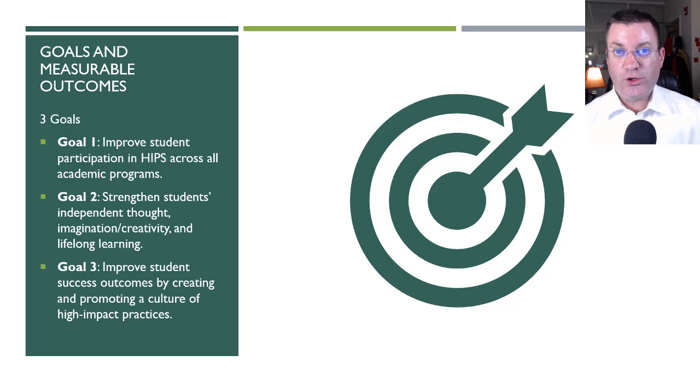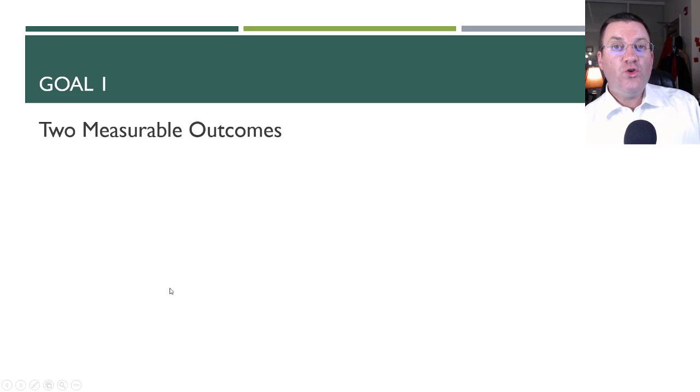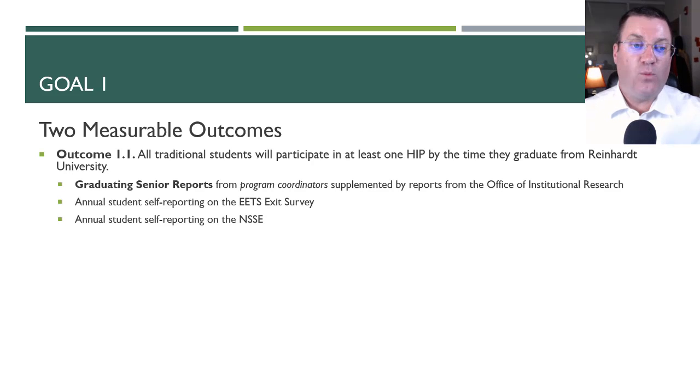Now, these are what we're shooting for, and so in the next slides, we'll show you some measurable outcomes we can look at to see if we are indeed improving our students' participation, strengthening their lifelong learning, and increasing student success outcomes with this culture of high-impact practice. So, with goal number 1, we have two measurable outcomes that we're looking at. Outcome 1 is that all traditional students will participate in at least one high-impact practice by the time they graduate from Reinhardt.